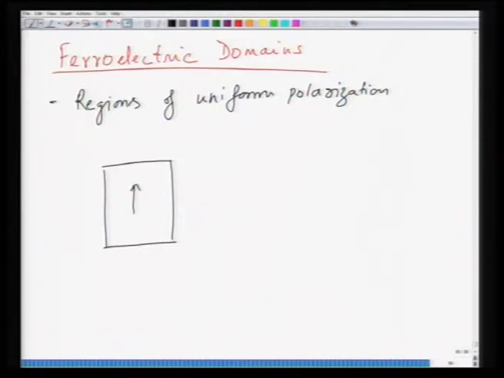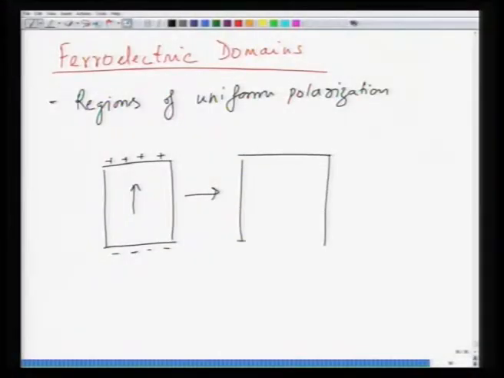If you have a monodomain state, then you have build-up charges on the faces of the crystal, and this gives rise to large electrostatic energy, which results in a large depolarizing field. This depolarizing field wants to tilt the polarization vector in the opposite direction. So, there is a depolarizing field, or electrostatic energy, which favors reorientation of the dipole moment into another direction, which means it wants to break into a multi-domain state.